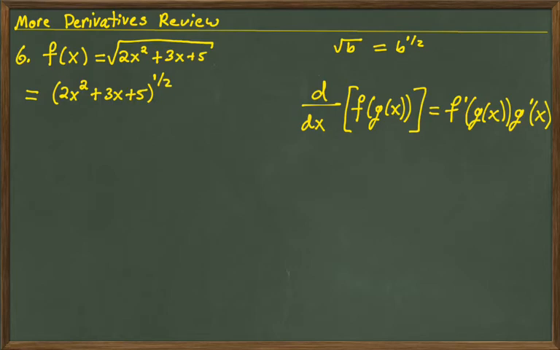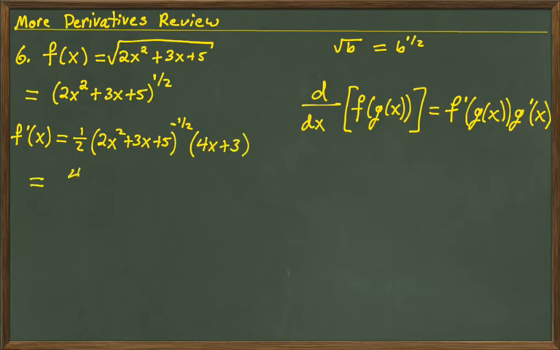So we're going to go ahead and take the derivative, and so we're going to apply the power rule. So the 1/2 comes down, and then it's your base. Subtract 1 from your exponent, and that becomes minus 1/2. And then the chain rule part, we take the derivative of the interior, and the derivative of the interior is going to be 4x plus 3.